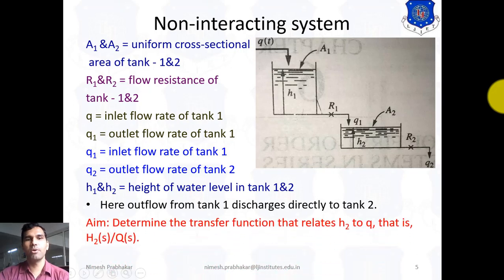Now what is the aim? Our aim is to determine the transfer function that relates H2 to Q. That means we have to find H2(s) upon Q(s), the transfer function H2(s) by Q(s). Now we know that for a single system we found the transfer function for H1(s) by Q(s). Now here we find H2(s) by Q(s). Now we start the procedure.